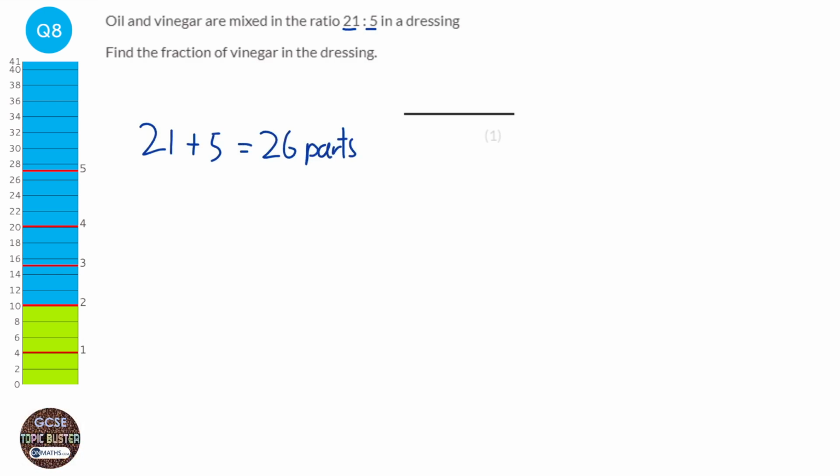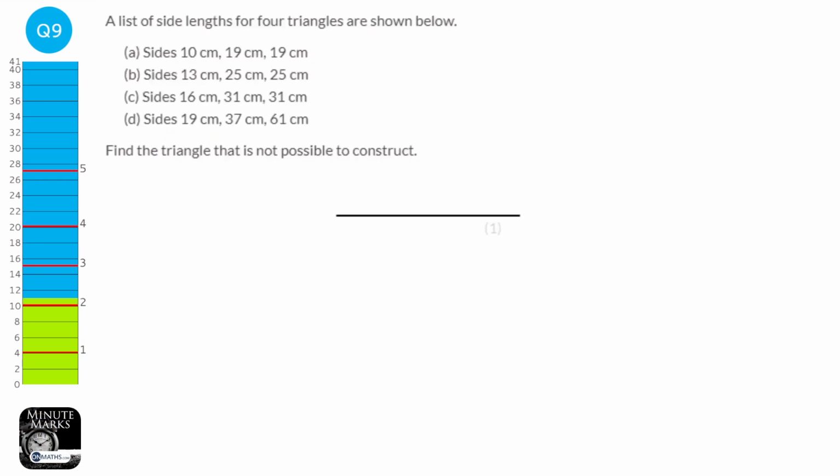Now how many of those parts are vinegar? Well, vinegar is the second one, so it's going to be this 5. So vinegar has 5 out of the 26 parts, or a fraction would be 5 over 26.